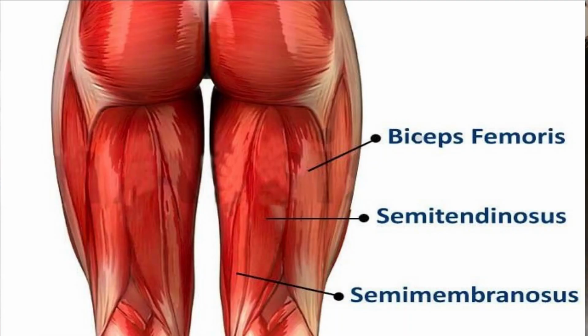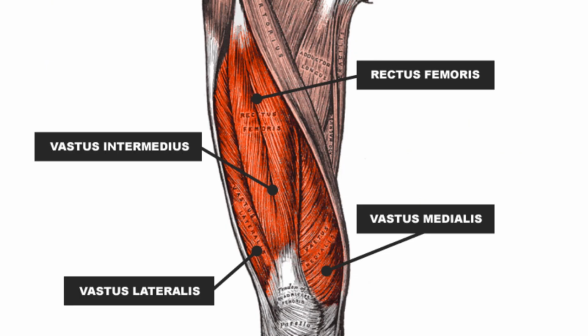The hamstring muscles, semitendinosus, semimembranosus and biceps femoris, are the muscles that work in knee flexion, and the quadriceps muscles, rectus femoris, vastus lateralis, vastus medialis and vastus intermedius, work in knee extension.